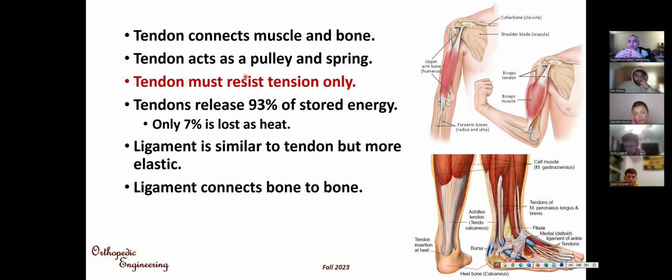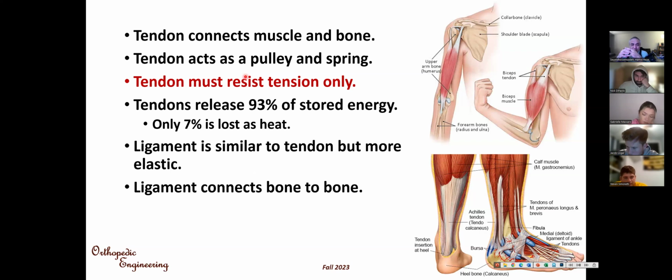Tendons and ligaments are structurally the same, but they are different structures in the body. Tendon connects muscles to bone. Ligament connects one bone to the other, but structurally they are almost the same. And these two structures, tendon and ligament, are designed to resist tension. They have no function in compression. You cannot force a tendon in compression to do something. They only work in tension.